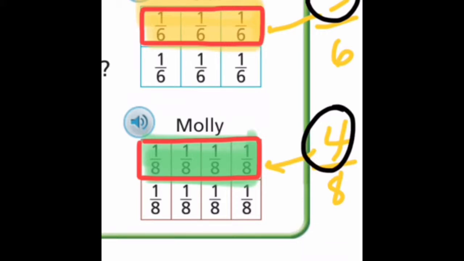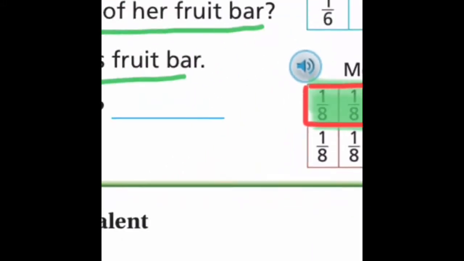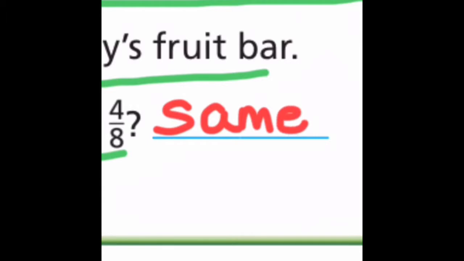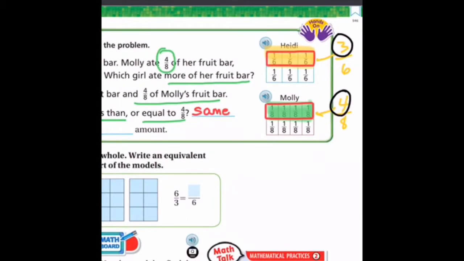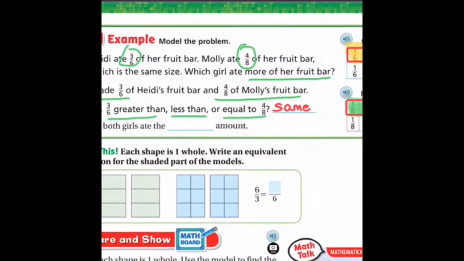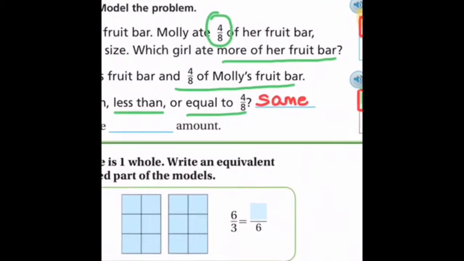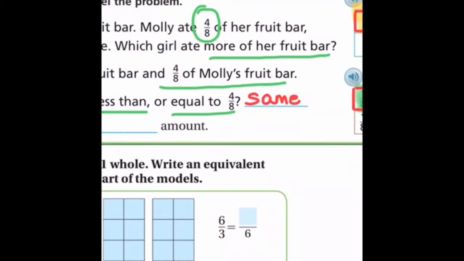So 3/6 and 4/8 are the same. Now if you use the fraction strips that we created, it's probably a little bit easier to see when you compare 3/6 and 4/8 on your fraction strips. I guess I shouldn't write same. They wanted greater than, less than, or equal to, and they are equal.